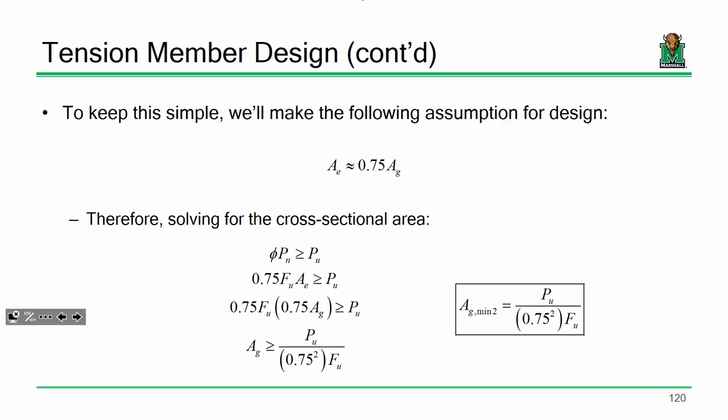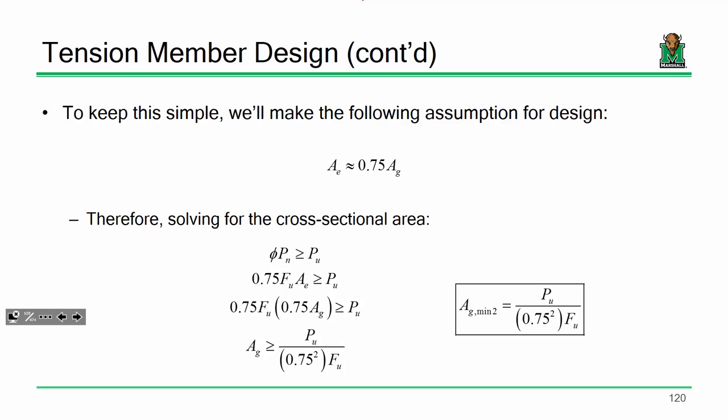So phi is 0.75, Pn is Fu Ae. Sound good? Now, for Ae, I'm going to substitute 0.75 gross area, and that'll account for my shear lag factors and my bolt holes. So if you notice, I've got two 0.75s in here. One of them is the phi factor, that's this one right here, and the other one is that assumption to account for shear lag and our bolts.